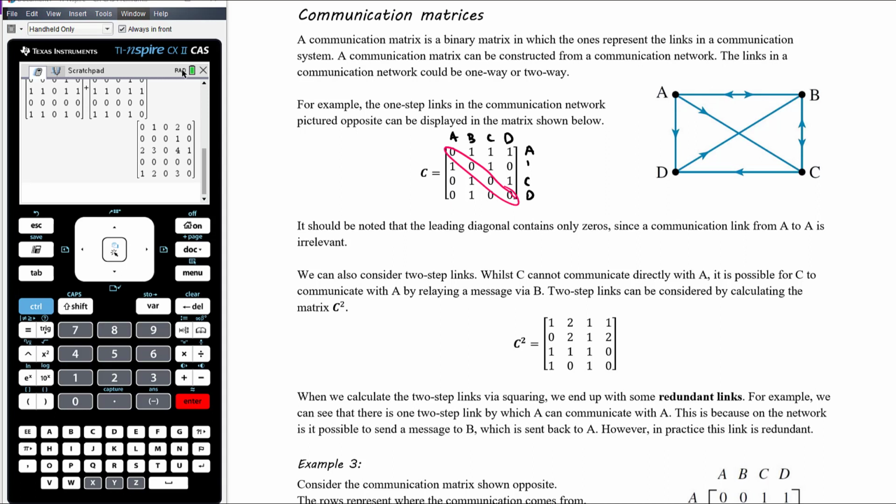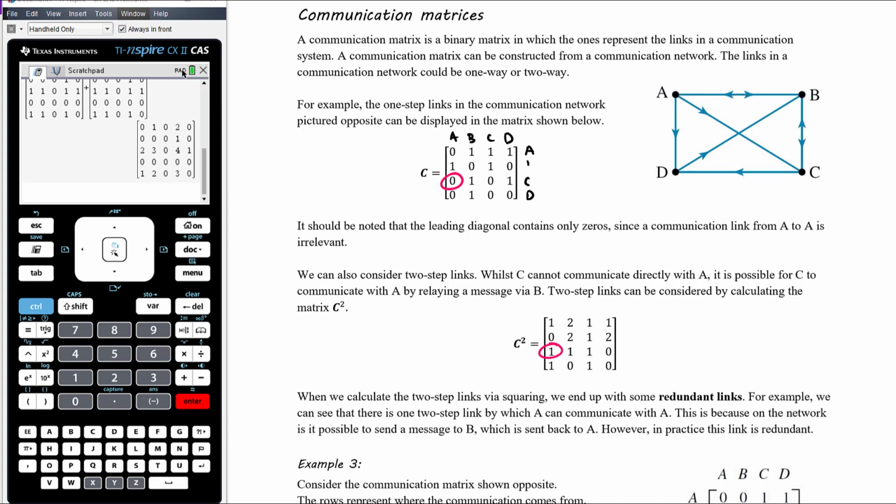We can also consider two-step links. So whilst C can't directly communicate with A, okay, so C to A is a 0 up here, we see in the two-step links we get a 1 here. And that's because it is possible for C to communicate with A by relaying a message via B. So we can go from C to B to A, but we can't get directly from C to A.